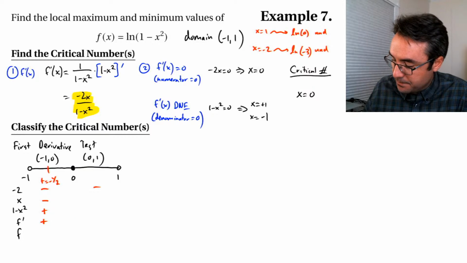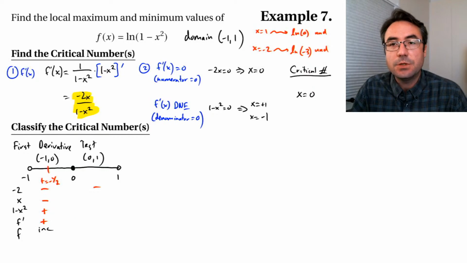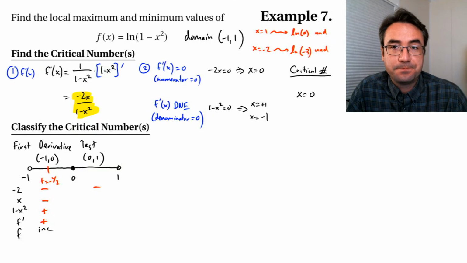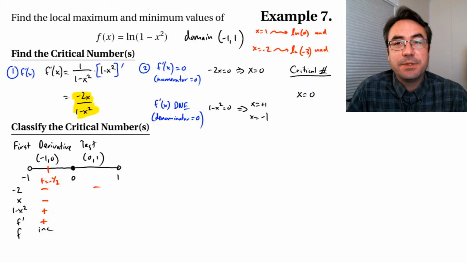Yeah, can't draw good there. I'll just write increasing. So we're increasing on that first interval. All right, let's go to the next interval. We'll figure out what f prime is doing there.